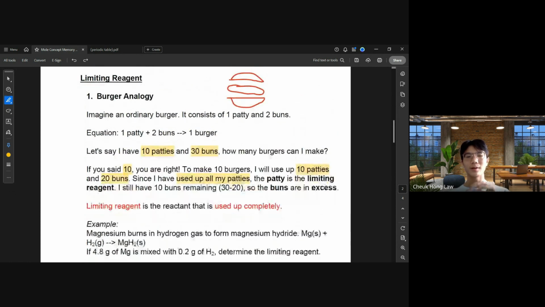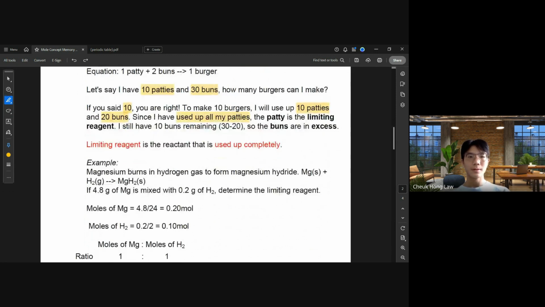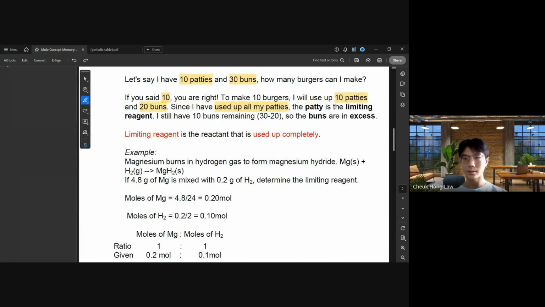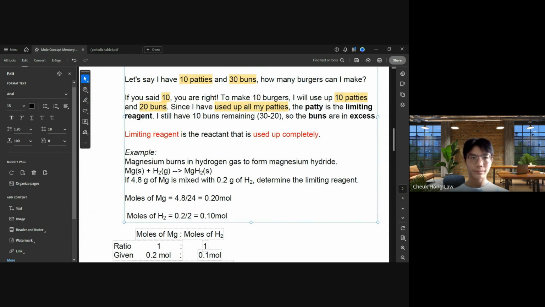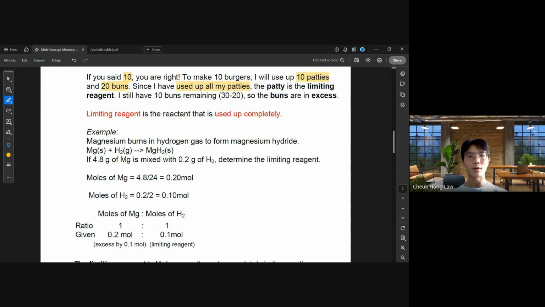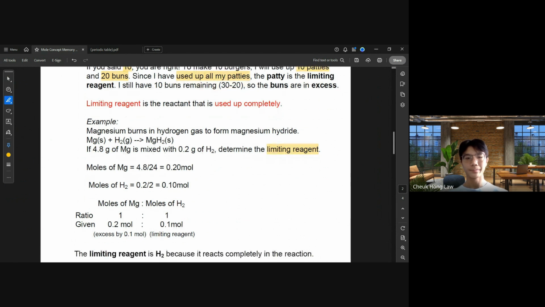So now, instead of burgers, let's look at an actual chemical example. Magnesium burns in hydrogen gas to form magnesium hydride. This is the chemical equation: Mg plus H2 gives you MgH2. Remember to balance. For this one, there's no need to balance because it's already balanced. If 4.8 grams of Mg is mixed with 0.2 grams of H2, determine the limiting reagent. Again, they're asking you to determine the substance that has been used up completely.